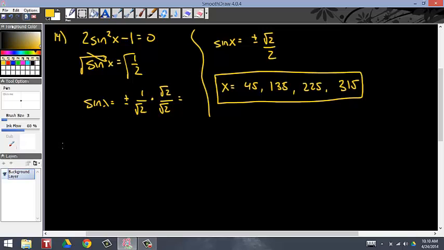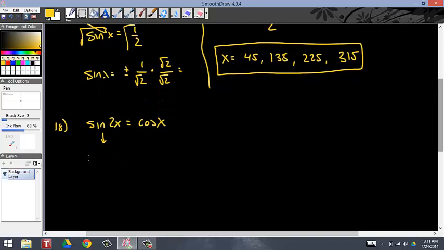You know what? Let's try something like 18. 18 is a good problem. Sine 2x equals cosine x. Right now, something that's jumping out at me is this sine 2x. I feel that I should use a double angle conversion for this because I want to get things in terms of cosine. I want a cosine in here. Unfortunately, for sine 2x, the only conversion you have available is 2 sine x cosine x. And that equals cosine x.